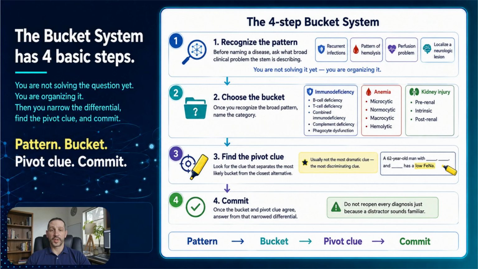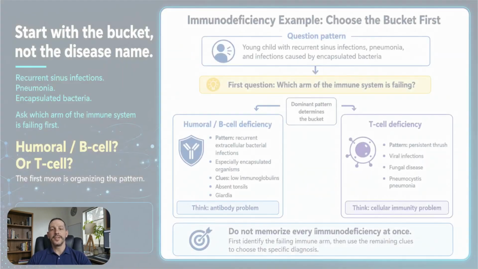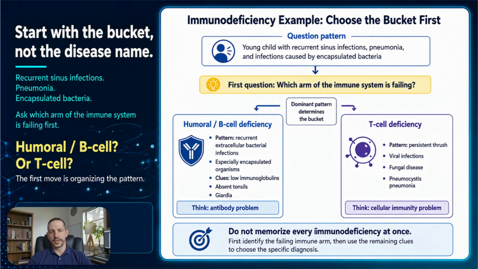Now, let's go through some examples so you can see it in action. Imagine a young child with recurrent sinus infections, pneumonia, and infections caused by encapsulated bacteria. The common approach is to immediately search for the name of a specific immunodeficiency, but first choose the bucket. The dominant pattern is recurrent extracellular bacterial infection, particularly with encapsulated organisms. That places the question in the humoral or B-cell deficiency bucket. Now the remaining clues, such as low immunoglobulins, absent tonsils, or giardia, help you select the specific diagnosis.